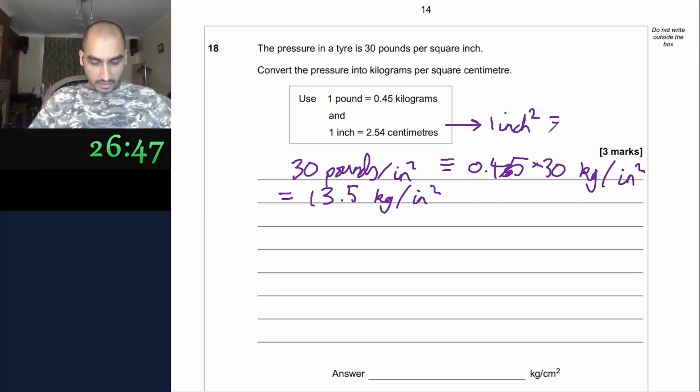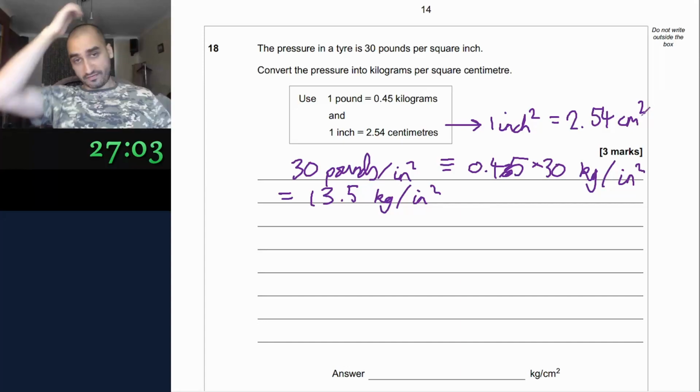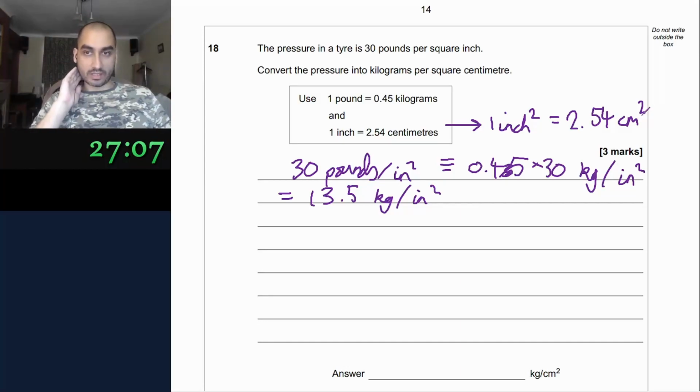One inch squared equals 2.54 cm squared. Because you can think about it, you have a square inch. You just convert each side to 2.54 and then square. Yeah, like this. Like that.